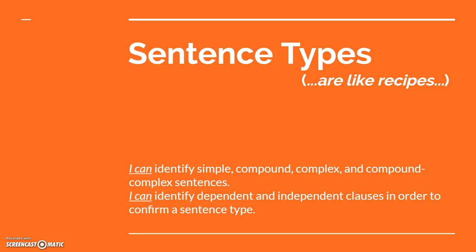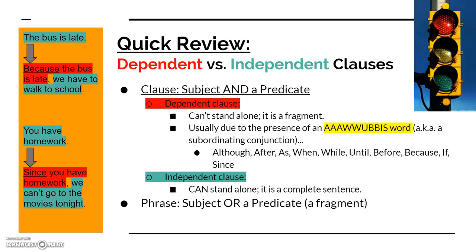Hi everyone, today we're going to review sentence types, which kind of remind me of recipes. We're going to be specifically talking about simple, compound, complex, and compound complex sentences. And in order to do that, we kind of need to review what dependent and independent clauses are first. So in case you forgot, dependent and independent clauses go something like this.